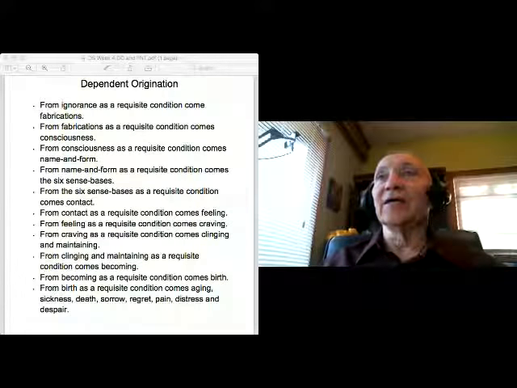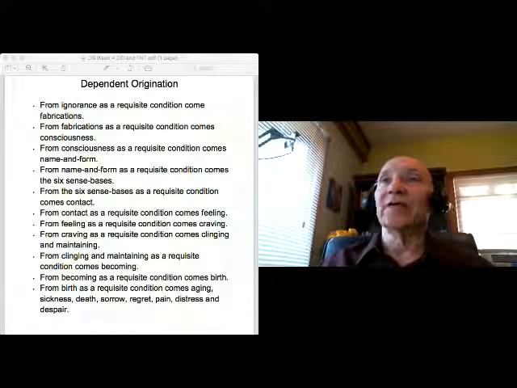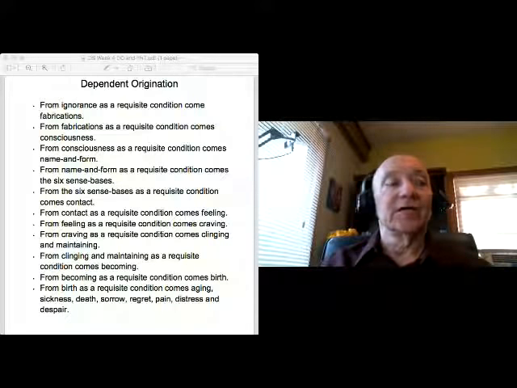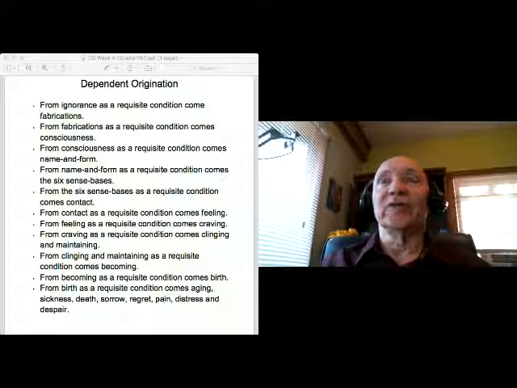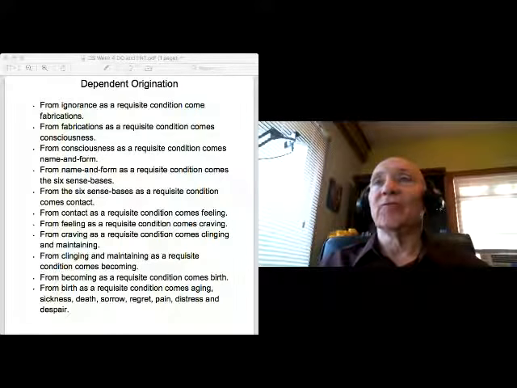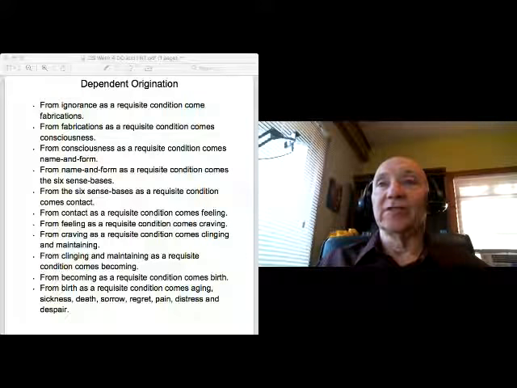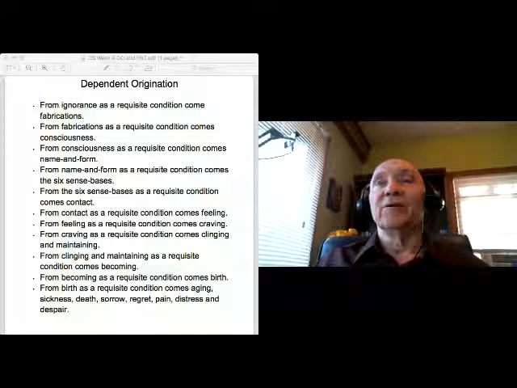The first link in this chain of dependencies is ignorance. And it is a very specific type of ignorance. It's ignorance of the Four Noble Truths, the simple understanding of the true nature of reality in this human world that we live in. And then through these following links, we end up with suffering. And that is what the Buddha first taught.